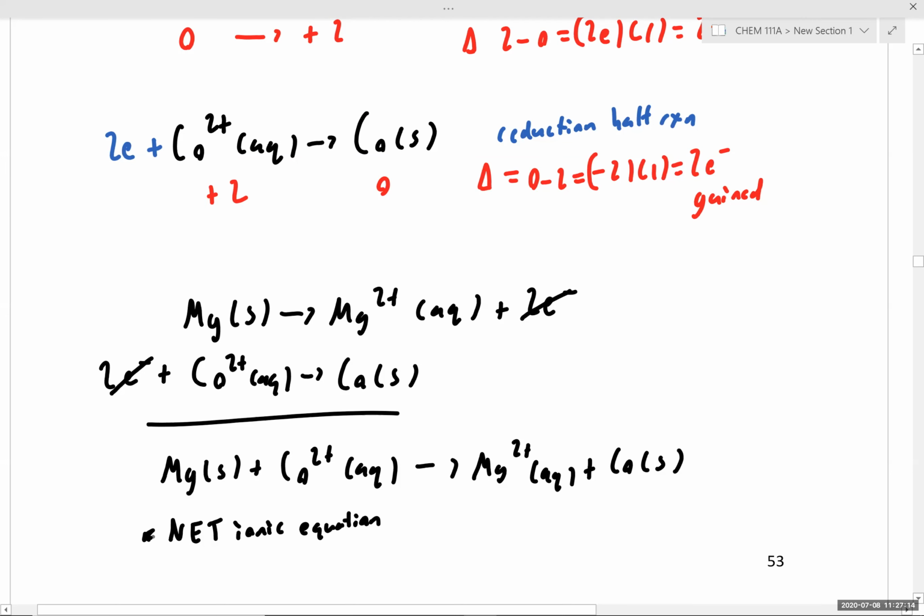Does this example make sense to everyone so far?